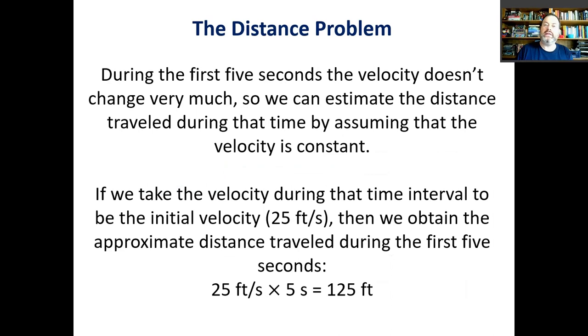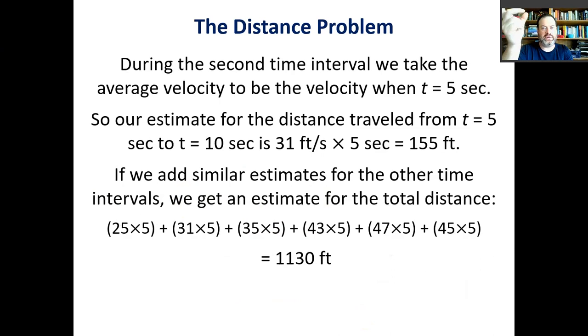So let's say we want to do a left endpoint approximation. Then we use 25 feet per second for 5 seconds, which is 125 feet. So during the first 5 seconds, the car traveled 125 feet. During the second time interval, we take the average velocity to be the velocity when t equals 5 seconds. The intervals are 0 to 5, 5 to 10, so on our second interval, the left endpoint is 5. So it's 31 feet per second times 5 seconds, which is 155 feet. And if we add similar estimates for the other time intervals, we get an estimate for the total distance.